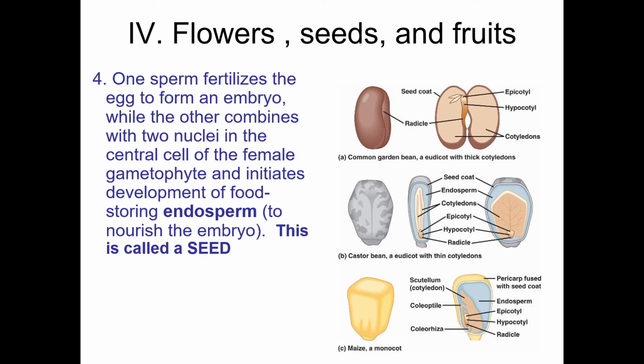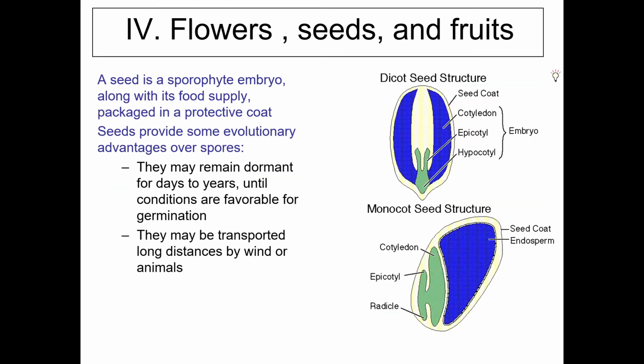This is a bit of a closer up here as far as seeds is concerned. So you have one sperm that fertilizes the egg to form the embryo, and the other combines with the two nuclei of the central cell of the female gametophyte and initiates development of food-storing endosperm to nourish the embryo, and that is what we refer to as a seed. So we have seeds and flowers and fruits, and this is important. So you have the seed, which is the sporophyte embryo. It has a food supply and it has a protective coat.